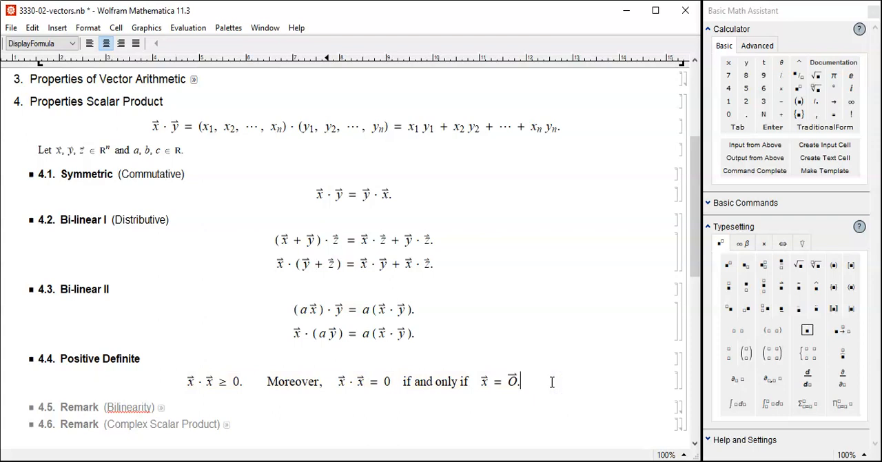By the way, students with keen eyes will see that the second line is unnecessary. If you prove the first one and then use symmetry, then the same thing applies to the right hand side of the dot product. Same here. This one will turn out to be unnecessary. Prove this using the definition. Yes, you have to do that. And then apply symmetry, and then this follows.